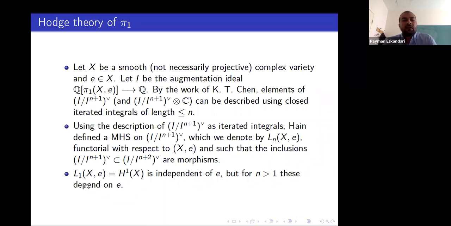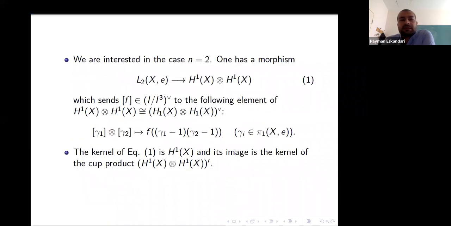Now one thing that I want to mention is that L1, this length 1, is just H upper 1, and this is independent of E. But if you look at higher lengths, these mixed Hodge structures actually do depend on the base point. In this talk, we're only interested in the case that n is 2, so quadratic iterated integrals. These are functionals on the augmentation ideal that vanish on I cubed.